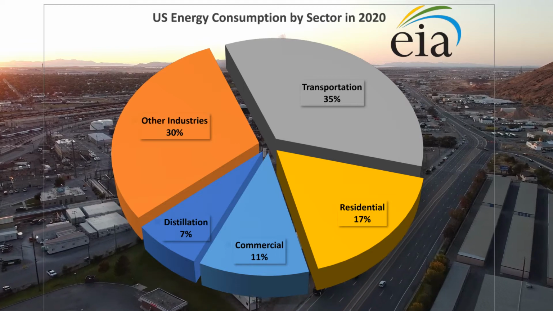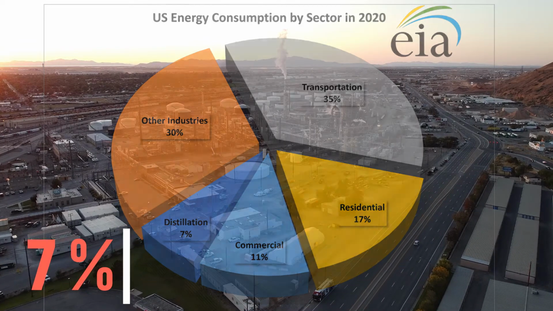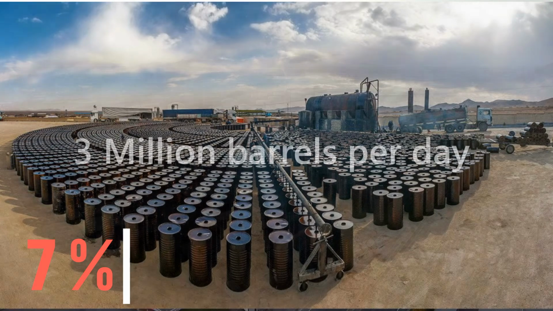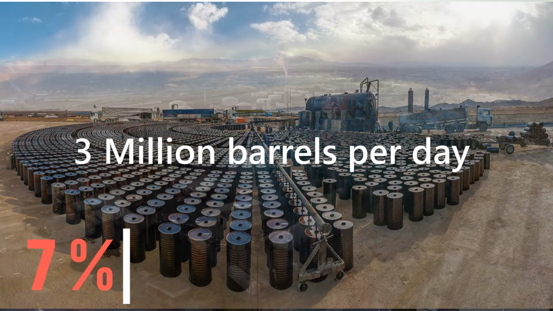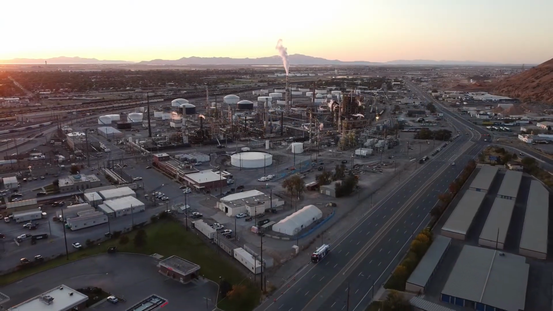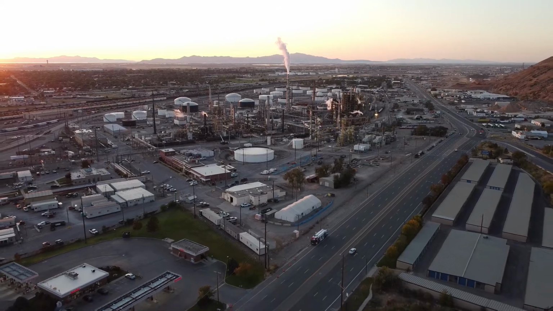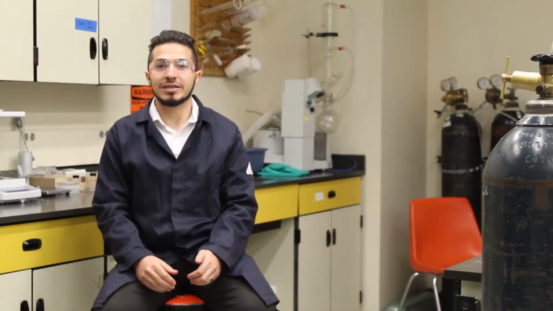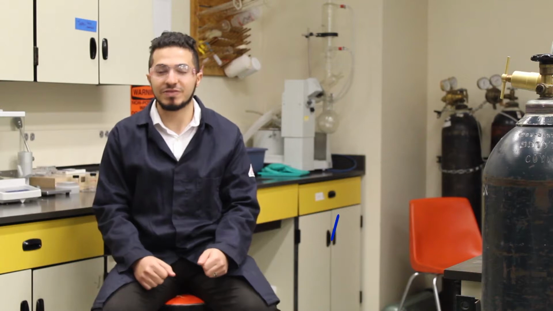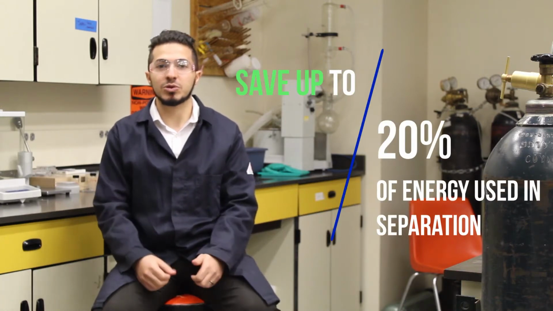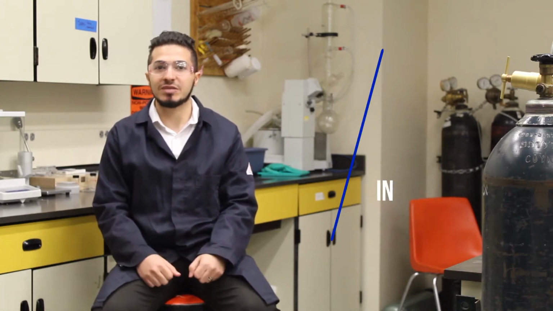Distillation accounts for 7% of the total energy consumed in the US, which is about 3 million barrels of crude oil per day. Our goal is to cut this taxing percentage, saving energy and resources. In Azeotrop, we are using nanomaterials to separate mixtures more efficiently. This can save up to 20% of the energy used in separations.